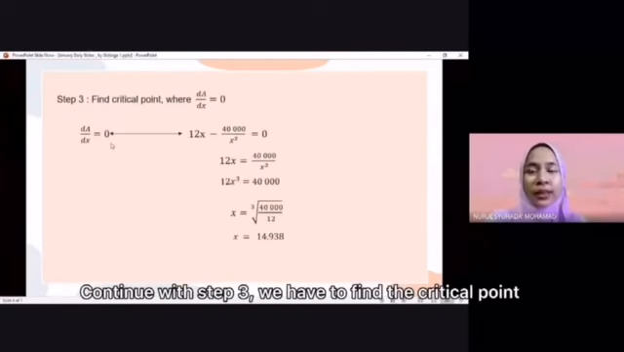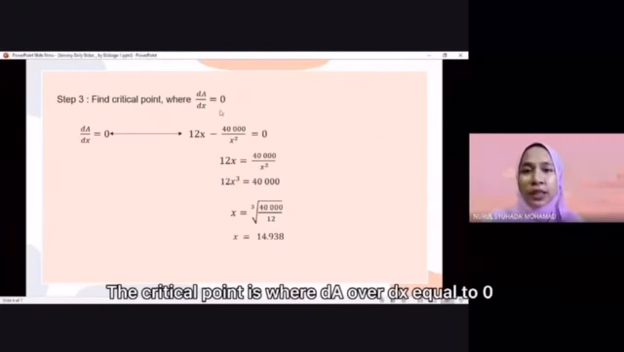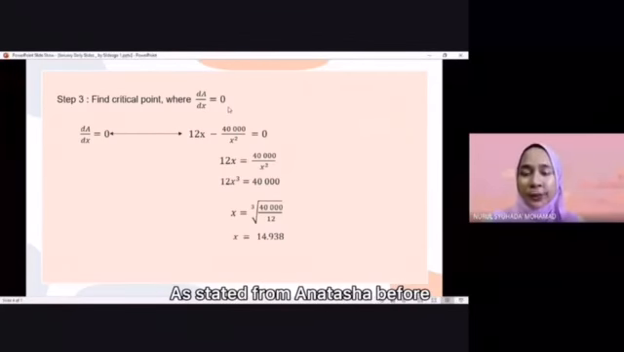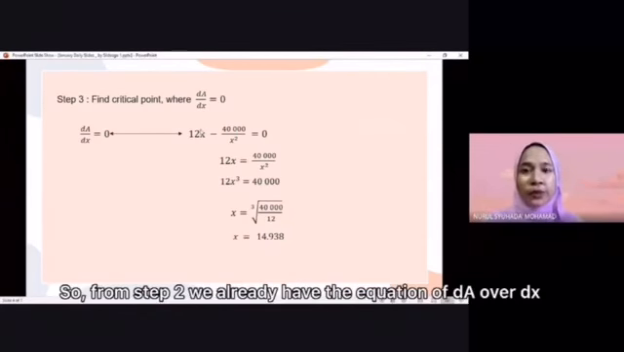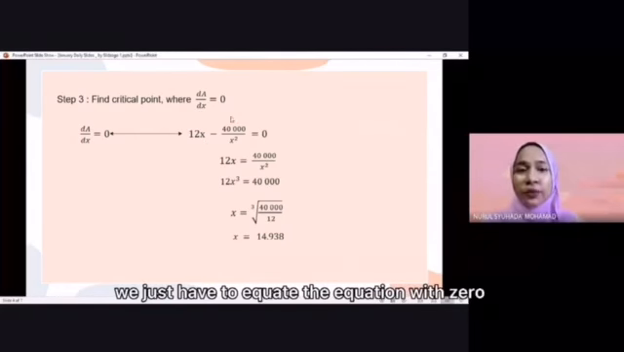Continue with step 3. We have to find the critical point. The critical point is where dA over dx equal to 0, as stated before. So from step 2, we already have the equation of dA over dx. We just have to equate the equation with 0.